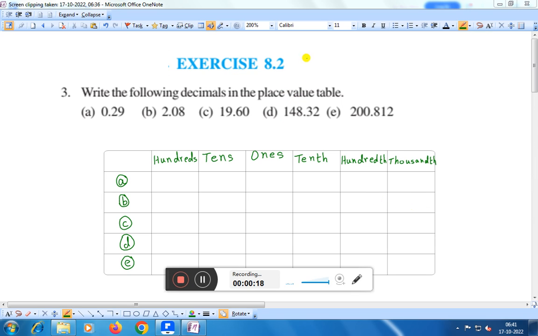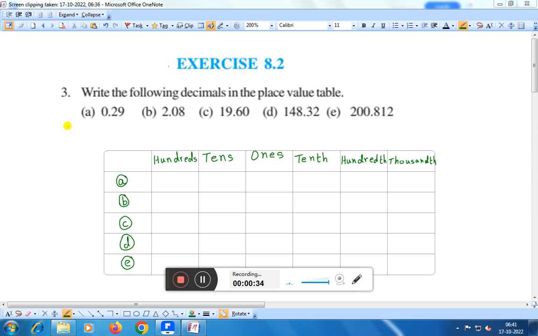This is ones. Here you see this is ones, tens, hundred. This is the whole part, and tenth, hundredth, and thousand. This is the decimal part, right? Question number A is 0.29, right?